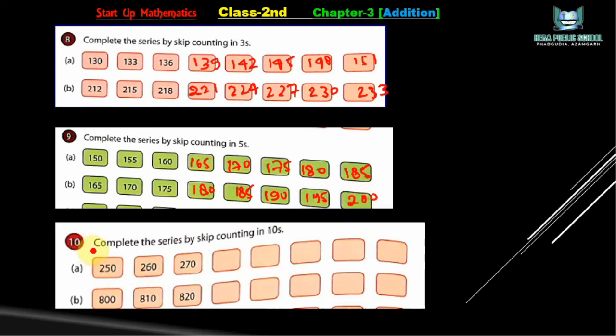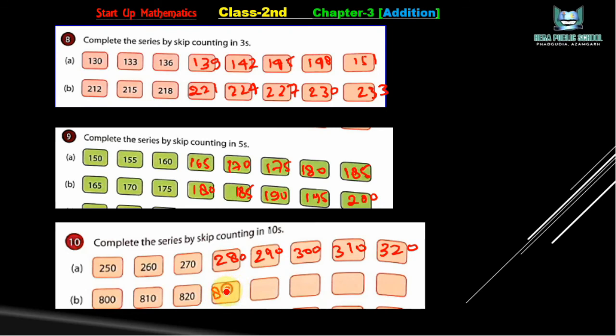Question number 10. Complete the series by skip counting in 10s. Means the difference will be 10. 250, 260, 270, 280, 290, 300, 310 and 320.